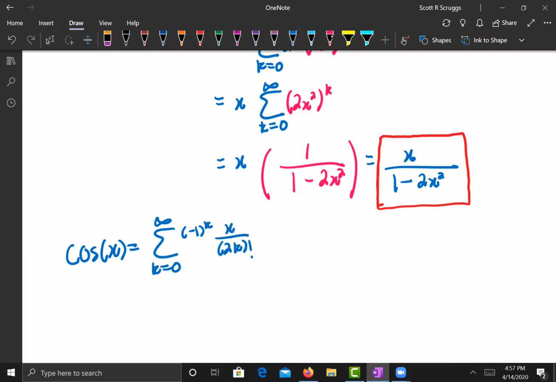Okay, so do you just need the top and bottom, the x in the top and the k in the bottom to match? Essentially.